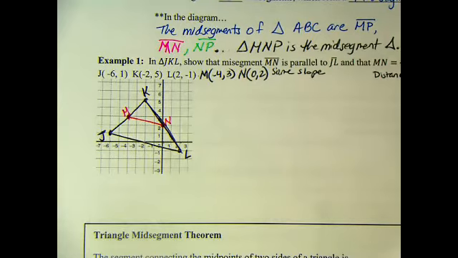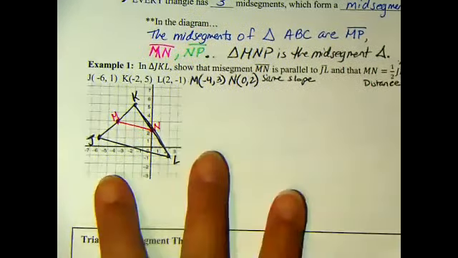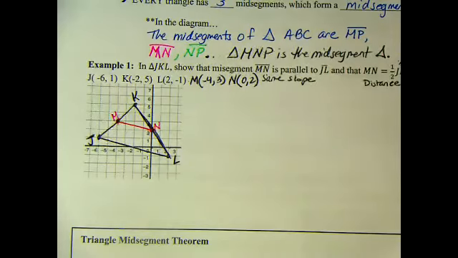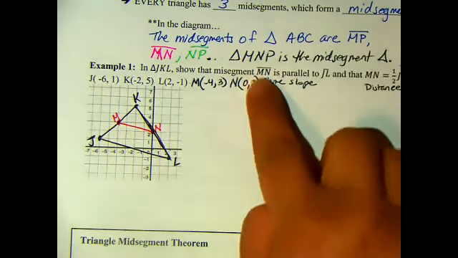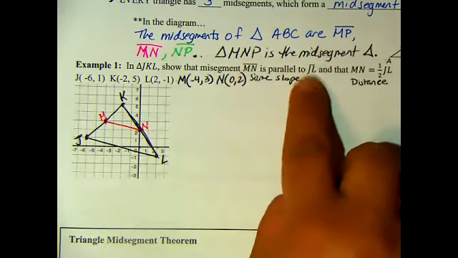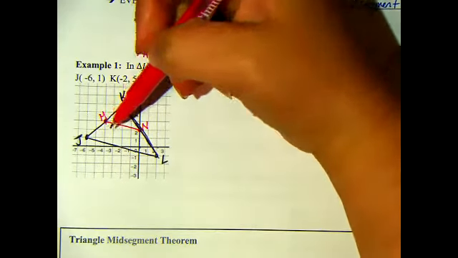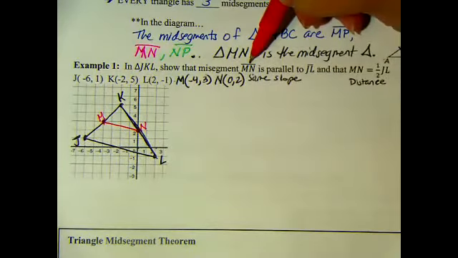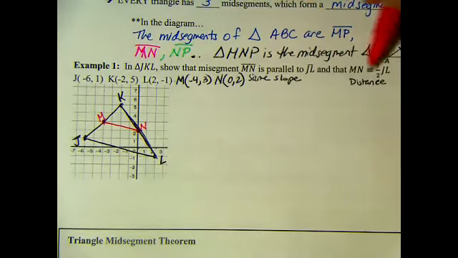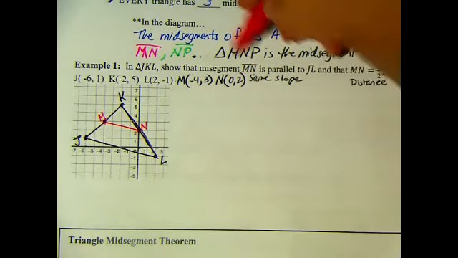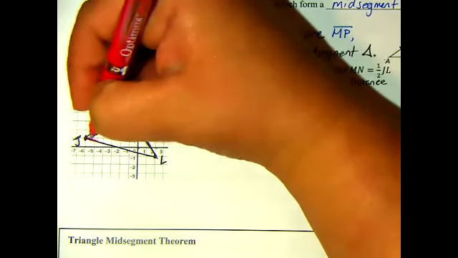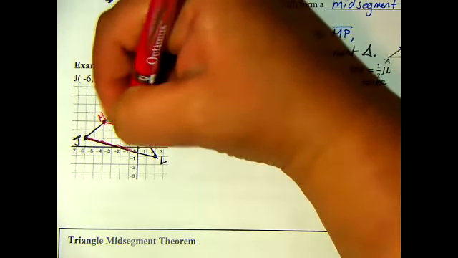Okay, so back to this. So we have our triangle JKL. Our mid segment is MN. And we're comparing MN to JL. Okay. So, comparatively, if we're looking at MN and JL, notice which side JL is. So we're trying to see if MN is parallel to JL, and then if MN is half of JL, right? So we're looking at this guy right here. We're looking at this side, JL.